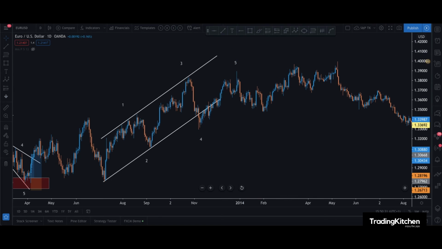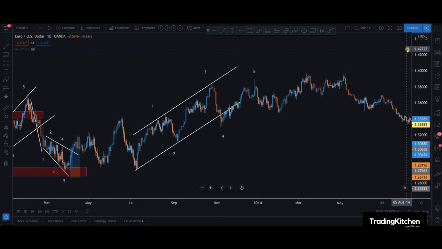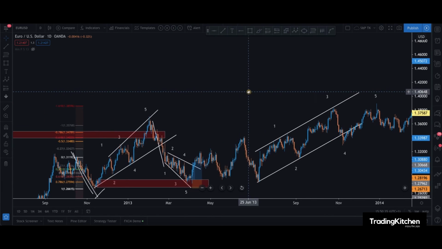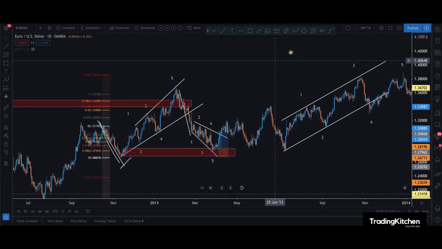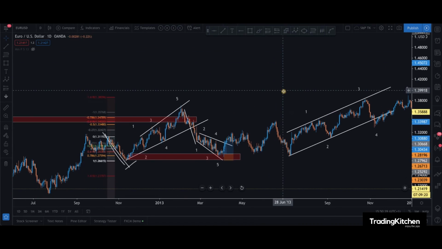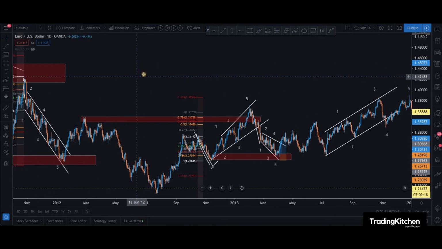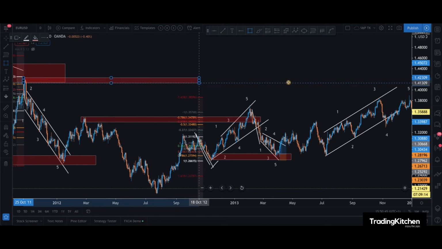Well, as you can see, let's take another structure here, maybe this one.